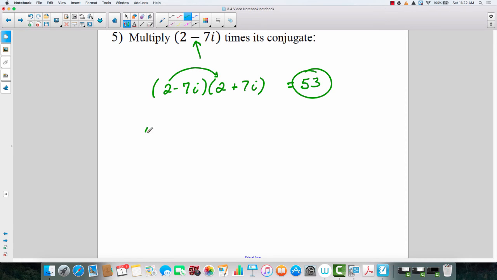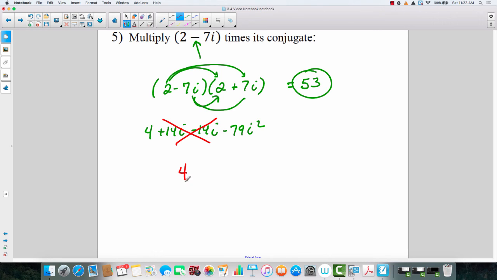Watch. 2 times 2 is 4, plus 14i, minus 14i, minus 79i squared. Ladies and gentlemen, i squared is negative 1. You know that. So what do we have? We have this. Bye-bye to you. You're canceling each other out, leaving us with 4 minus 79 times negative 1. So basically this sign will always end up getting flipped if you're attached to an i squared. You'll get to know that pattern as you practice more. So it really is this.